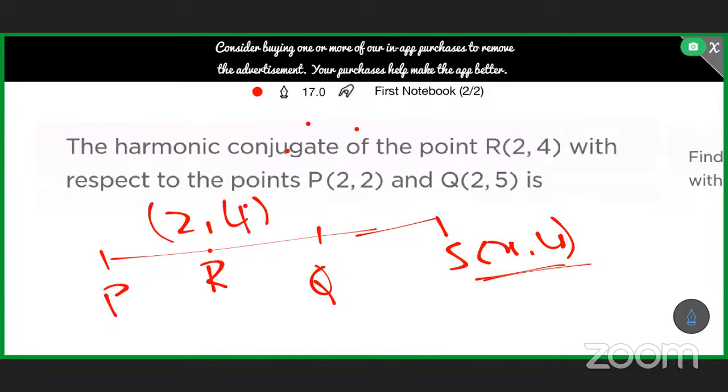So will you use the same methods here, students? Will you try it out? Do you want me to solve it on the white screen for you? Yes, sir. Or you want me to solve it? Okay.